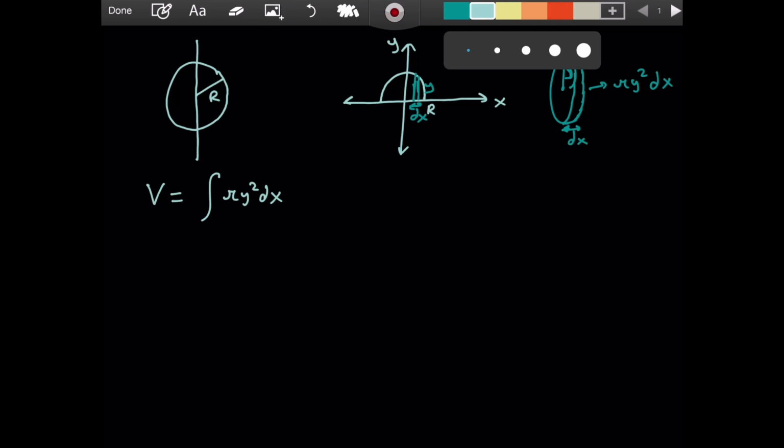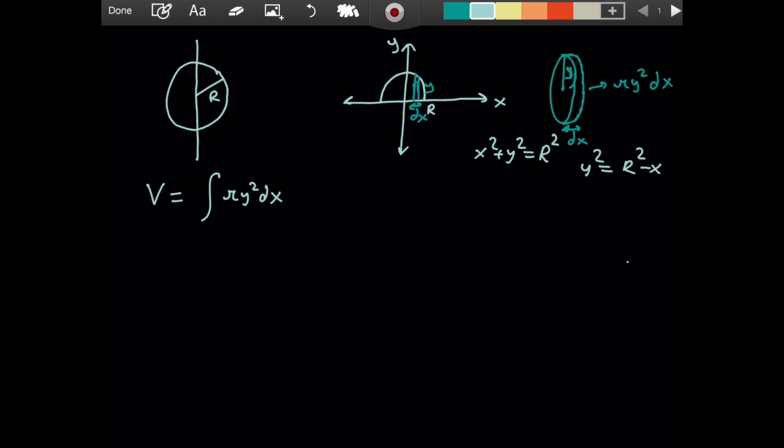We know that to form a semicircle, we basically have x squared plus y squared equaling r squared, right? This is a formula for the circle centered at the origin. If we solve this for y squared, we're going to have r squared minus x squared. And we are only interested in the solution where y is greater than or equal to 0. So for y squared, I will basically substitute r squared minus x squared. Then we have the dx.